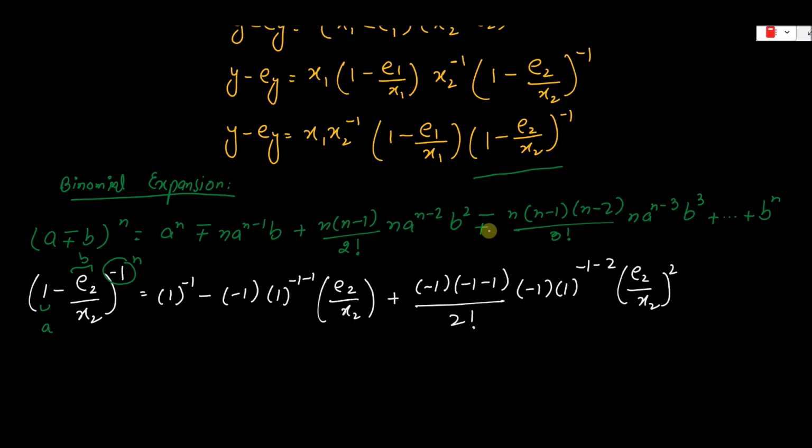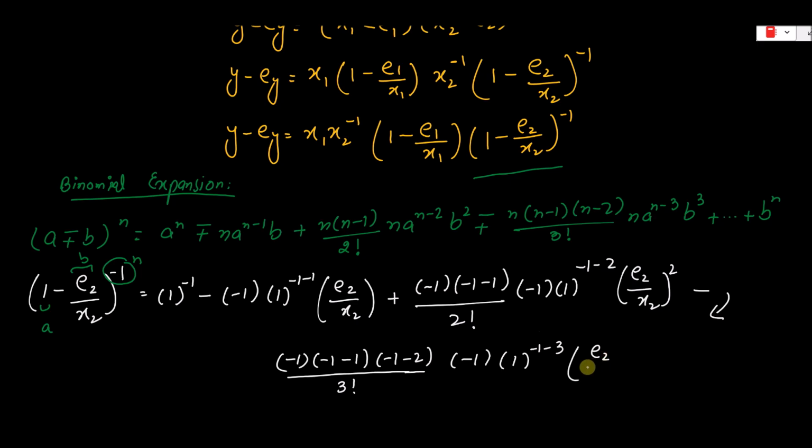So in the third term we have again negative, so we are moving down. For the n case we have negative 1, negative 1 and negative 1, and then we have negative 1, negative 2 over 3 factorial. So here we have 1 to the power negative 1, negative 3. So in that case we have E2 by x2 raised to 3.